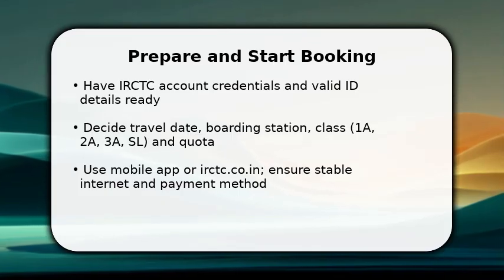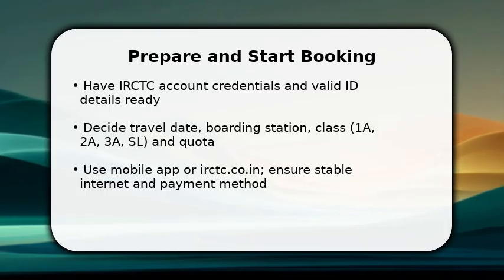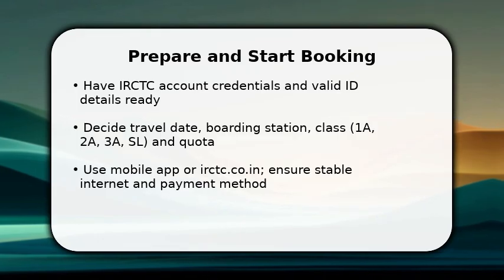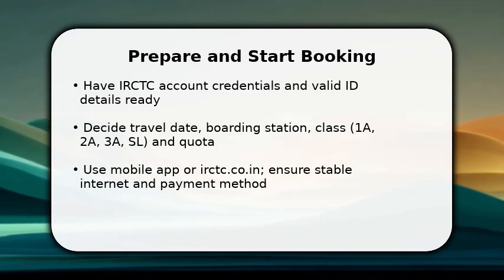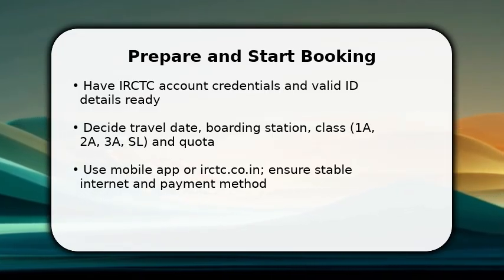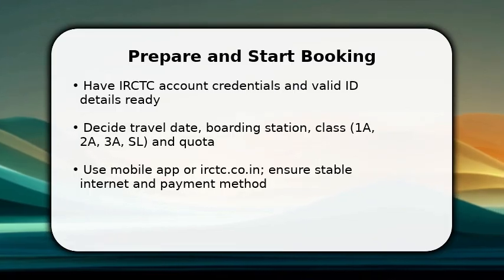You begin by confirming essentials. Your IRCTC account is active, you have passenger names exactly as on ID, and a payment method ready. Once logged in, enter origin and destination stations and pick the travel date. You select class and quota next because availability depends on those choices.